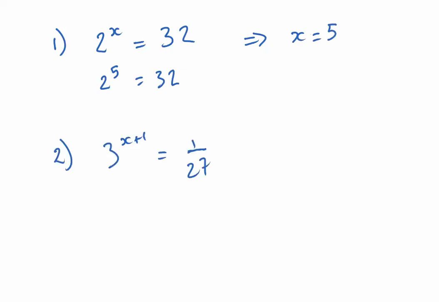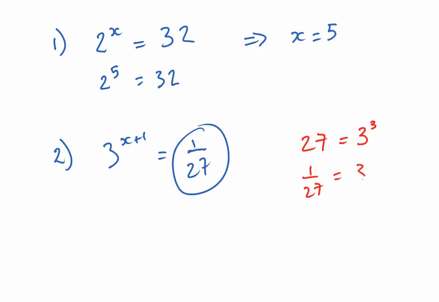Okay, the second one. A little bit more complicated. I can't think of a number straight away that works for that. However, if I change 1 over 27 as a power of 3, then that's going to make that a lot easier. So I know that 27 is equal to 3 to the power of 3. So 1 over 27 is going to be 3 to the power of negative 3.